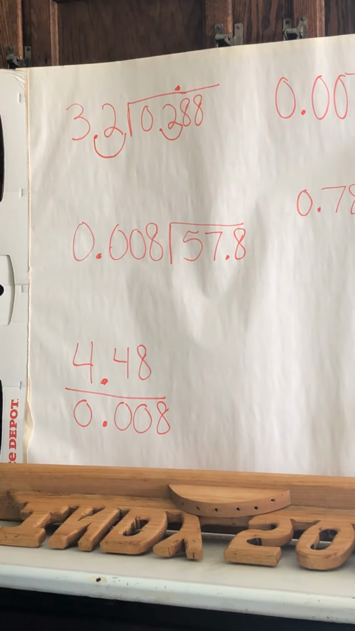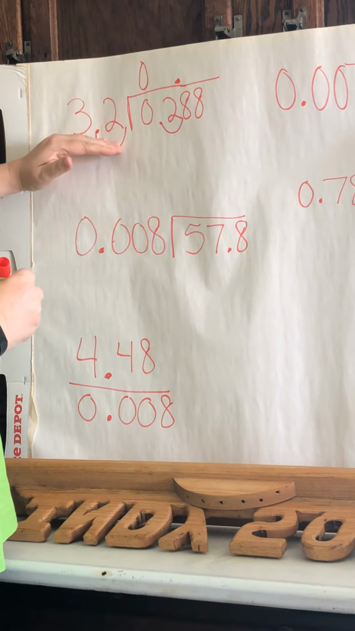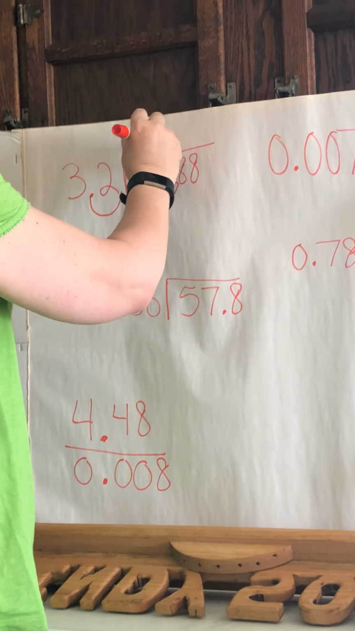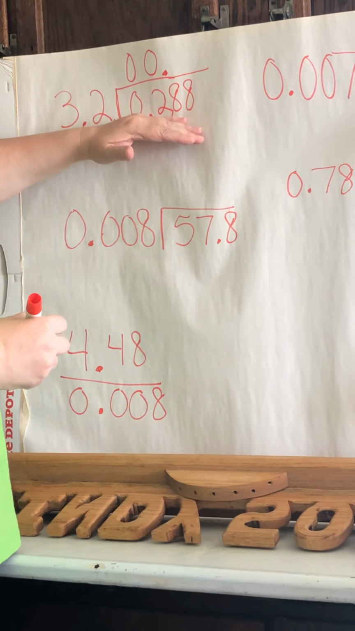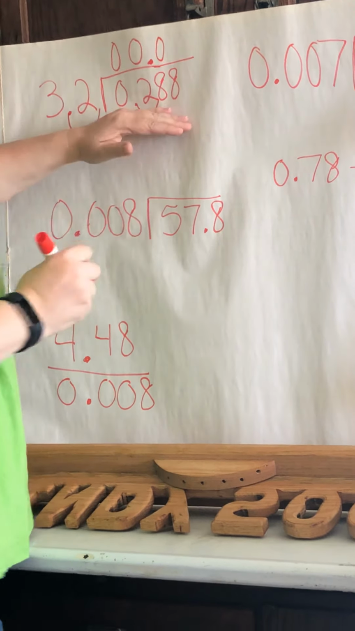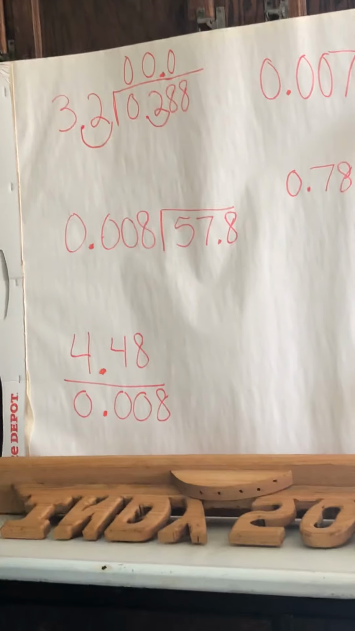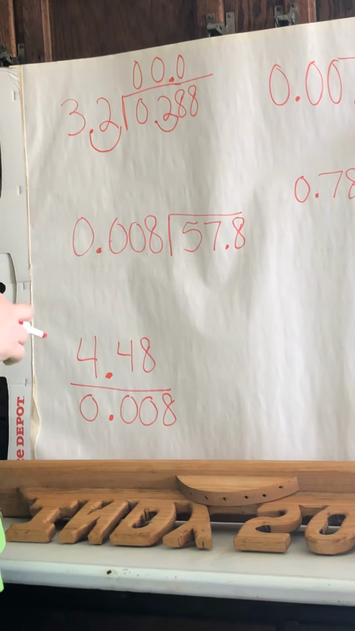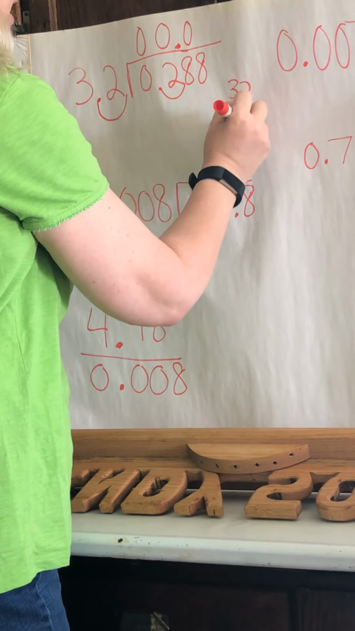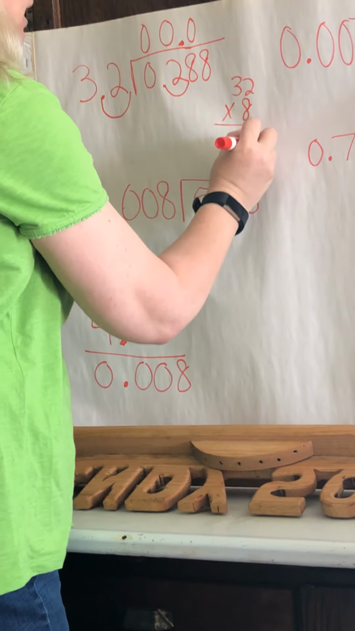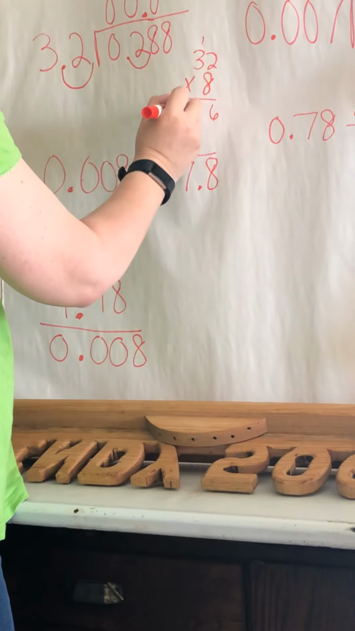Well, first off, 32 cannot go into 0. Put a 0. 32 cannot go into 2. Put a 0. Can 32 go into 28? Nope. Put a 0. How many times can 32 go into 288? Well, I'm going to guess, let's see, maybe 8 times? So 32 times 8. Let's see. 2 times 8 is 16. Carry the 1. 8 times 3 is 24. Plus 1 is 25.